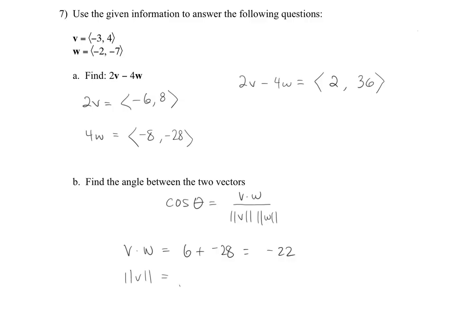Magnitude of v, this is 9 plus 16. That's 5. And then the magnitude of w, that's 4 plus 49.